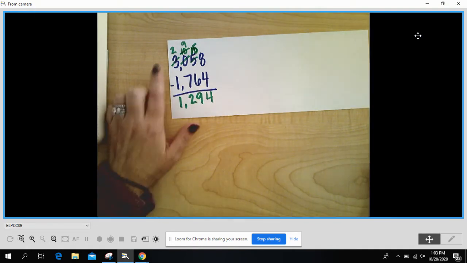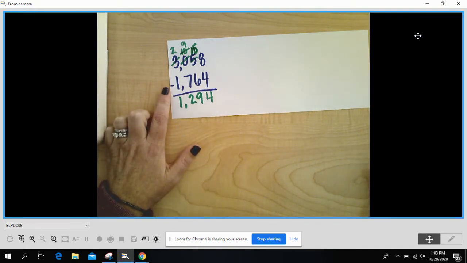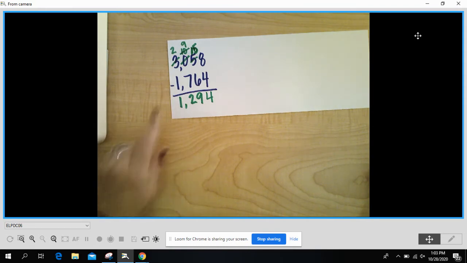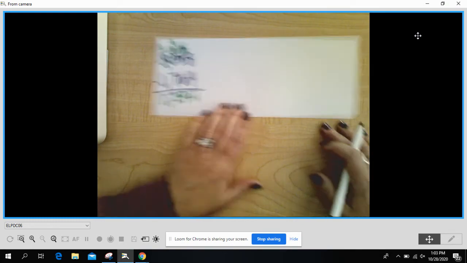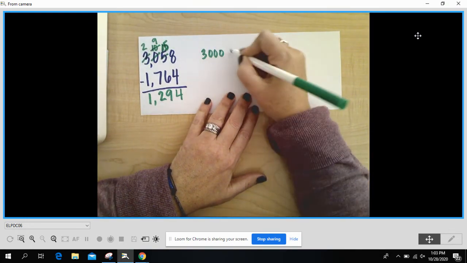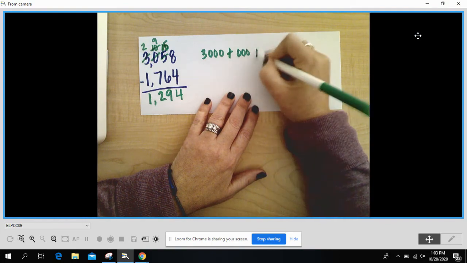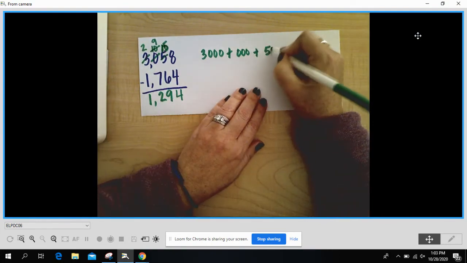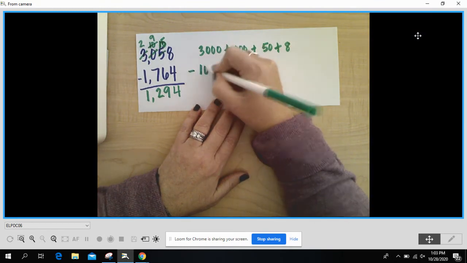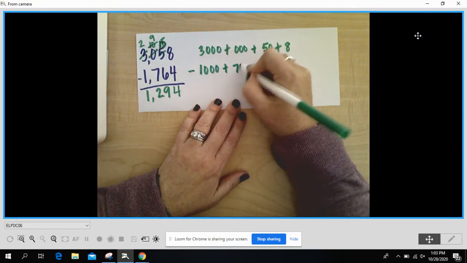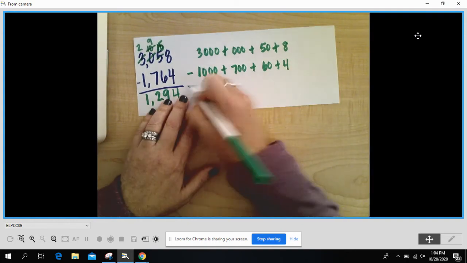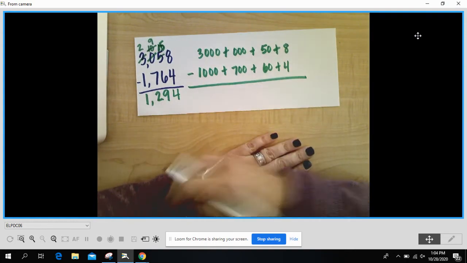So we have figured out that 3,058 minus 1,764 is 1,294. So let's look at it in expanded form. 3,000 plus 0 hundreds, the value of that 5 is 50, and then the value of 8 ones is 8, minus 1,000 plus 700 plus 60 plus 4. And again, the pluses are only because it's an expanded form.